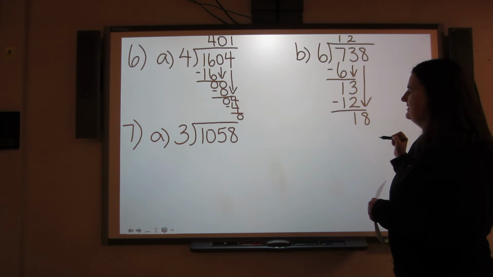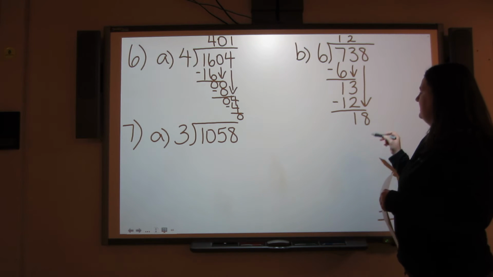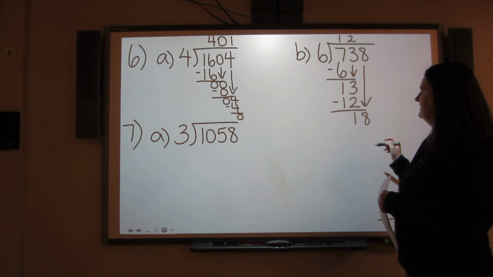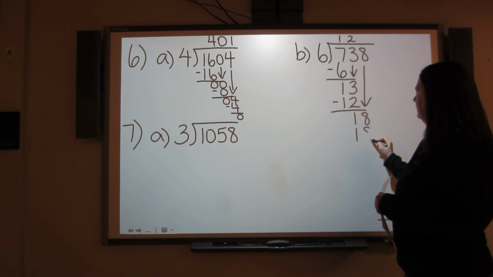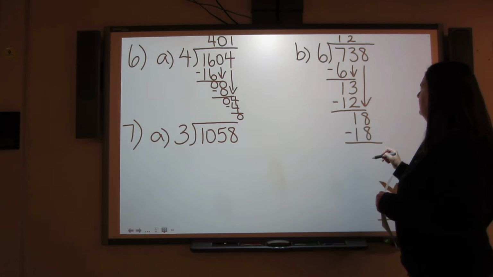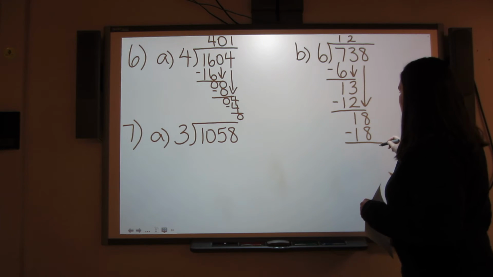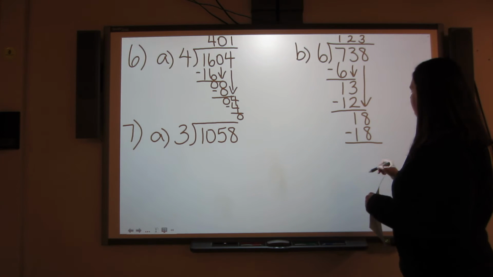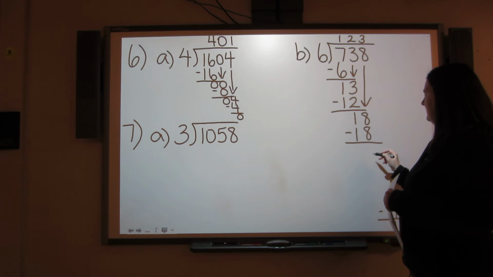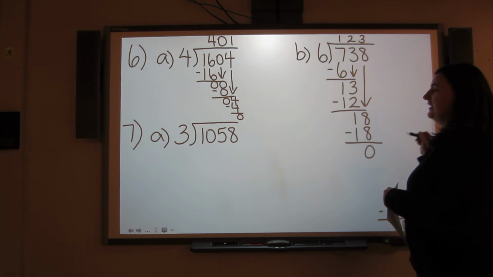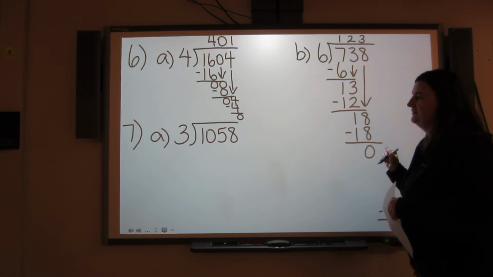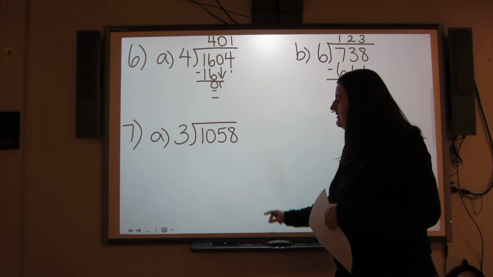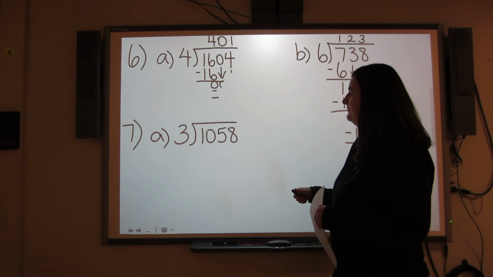6 into 18. 6 goes into 18, look down your 6's. The closest thing to 18 without going over is 18. 6 into 18, if you look on the side, is 3. 18 minus 18 is 0. I'm done, 0 remainder. Let's talk about this one, 7a.